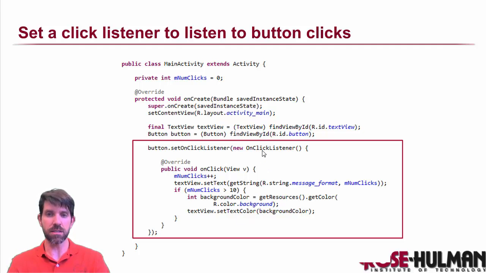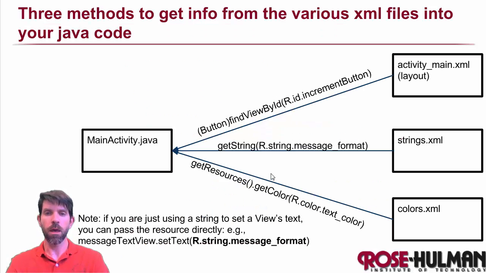We have a new instance of one. We didn't even give it a name. We just said use this one with this onClick method. And we filled in the guts here with what we wanted to do, which was essentially update the number of clicks and then set the text. One last thing is that you'll notice that we used a few different methods here to get information from the XML files into our Java code. So let's review each one, right?